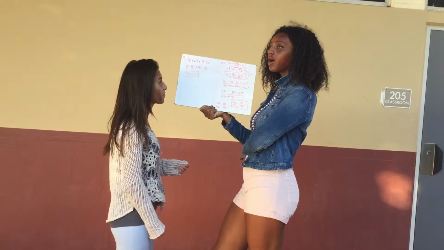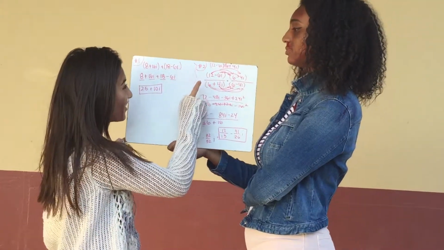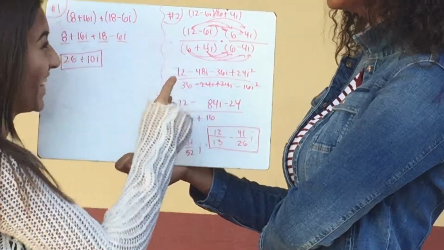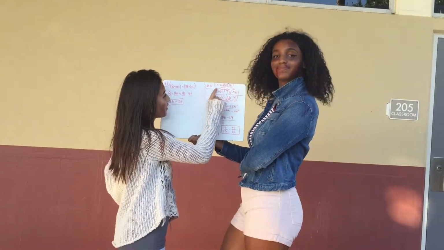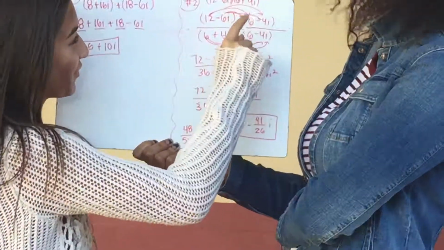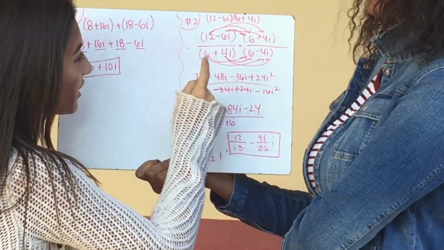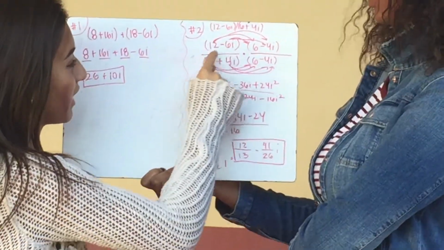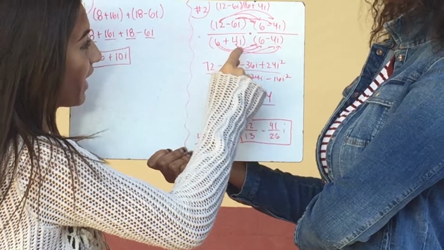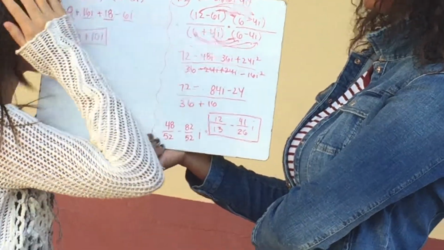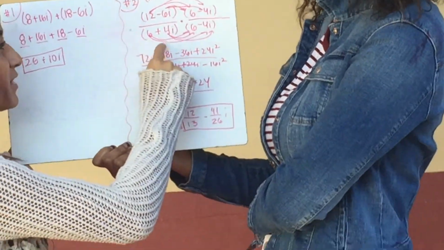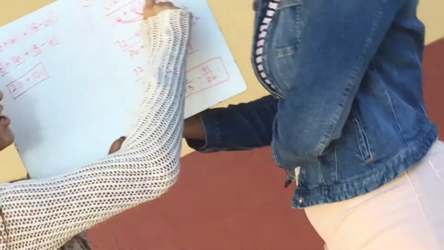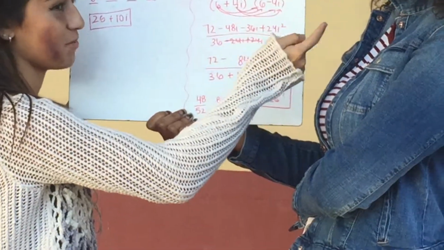Yay! So for our second problem, it's going to be a division problem, and the problem is 12 minus 6i divided by 6 plus 4i. So basically what you're going to do is put 12 minus 6i over 6 plus 4i, and multiply by the complex conjugate, which is 6 minus 4i. Since it's 6 plus 4i, it's always going to change the sign. It's going to be the opposite sign.